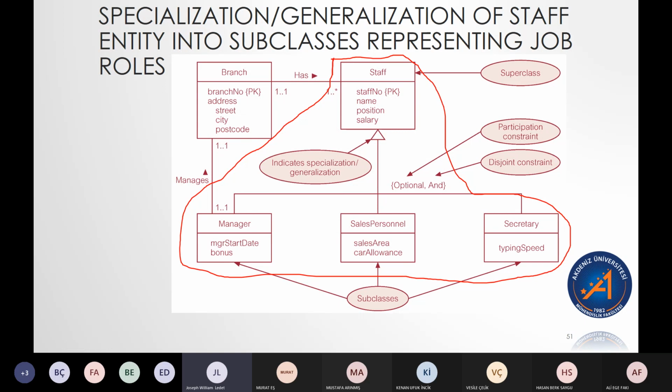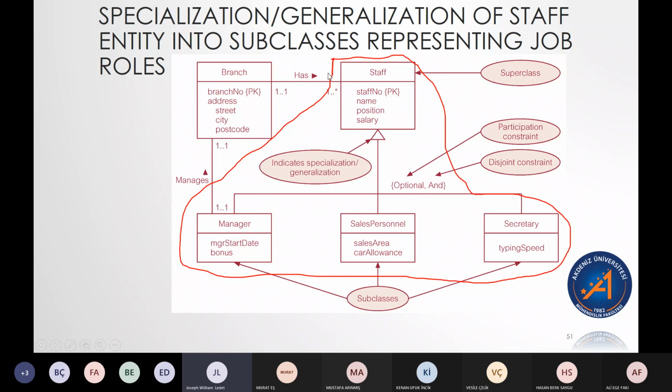It's not part of that, but because the staff has a double relationship in our original situation, where branch has staff and staff manages branches, we decided to include it as part of the diagram here. But the main stuff we are focusing on for this discussion, as far as this slide is concerned, is this part right here, just these three entities over here.